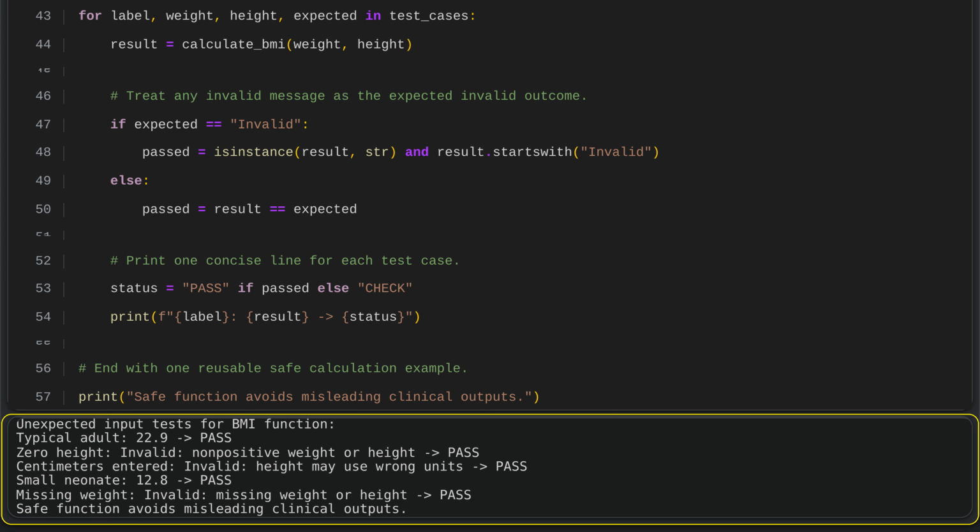This script tests a body mass index calculation function to make sure it handles invalid clinical inputs safely. The function rejects missing, non-positive, or implausible height and weight values, and only calculates a rounded BMI when the inputs are valid. The tests cover normal and edge cases, then report whether each result matches the expected outcome. Overall, the goal is to prevent misleading clinical results from bad input data.